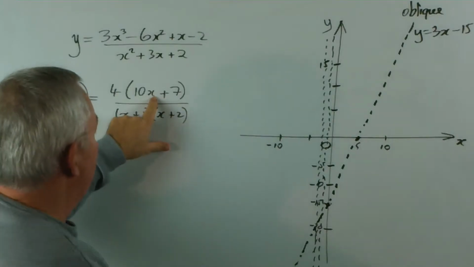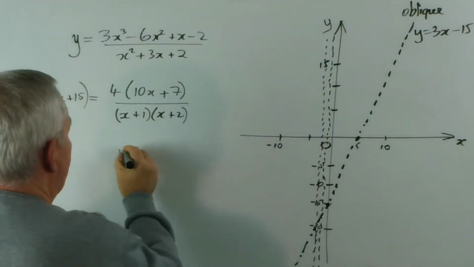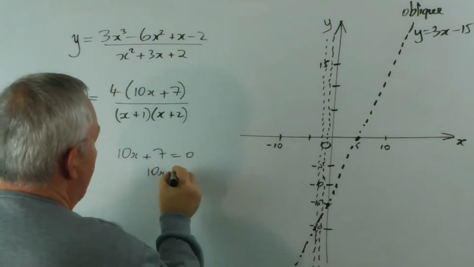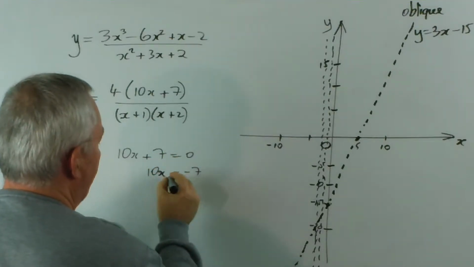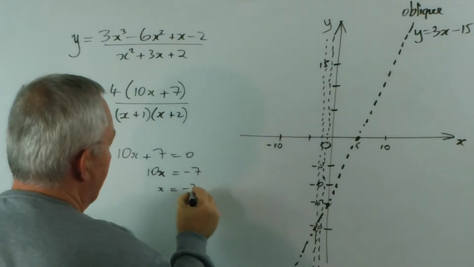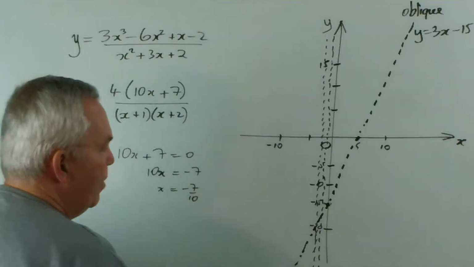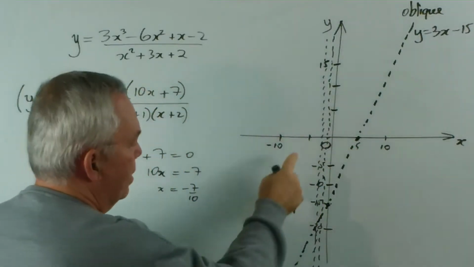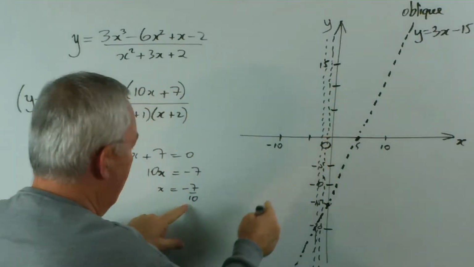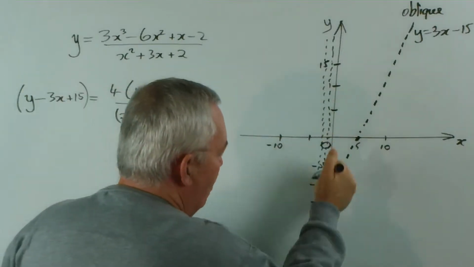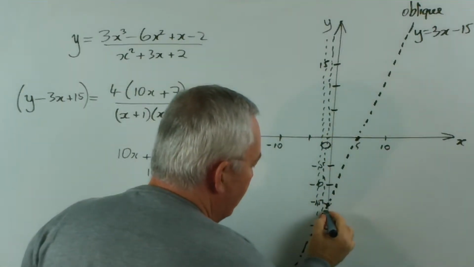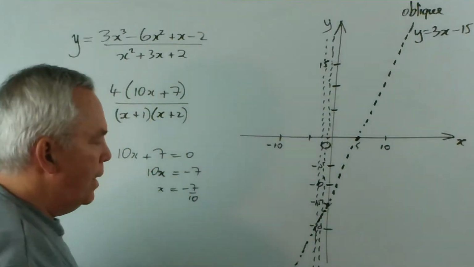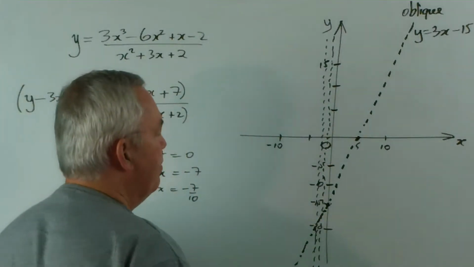When is that 0? Well, it's when 10x plus 7 equals 0, so 10x is minus 7, so x is minus 7 on 10. So it's very nearly down as far as that negative 1 asymptote, minus 7/10. And where it cuts the oblique asymptote is right there. Let's discuss what happens.